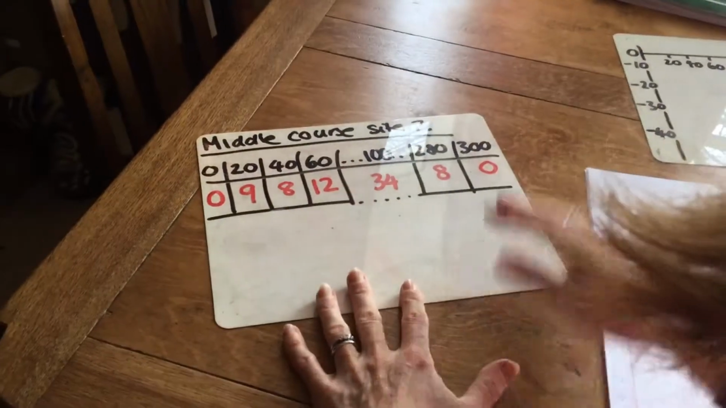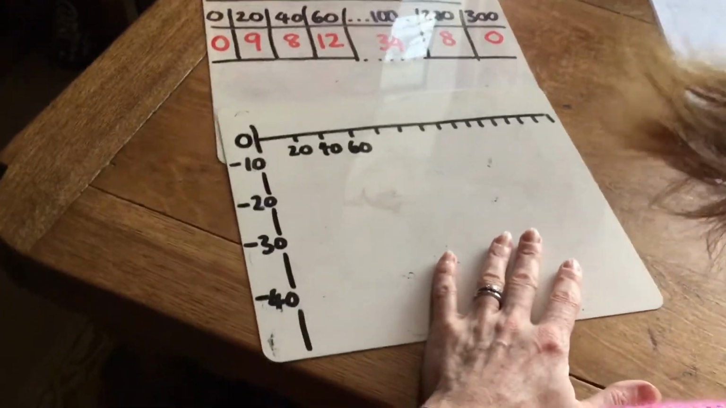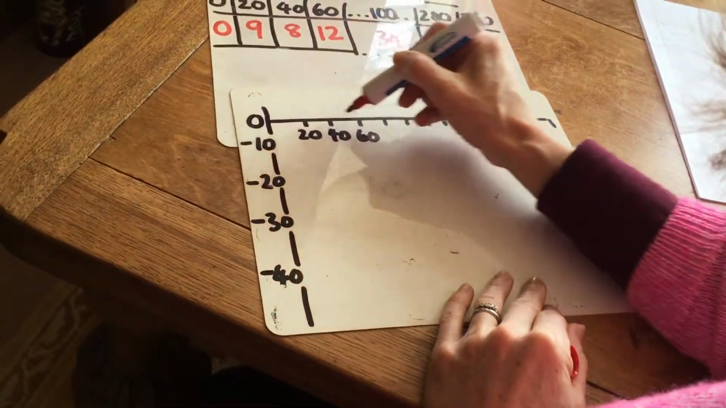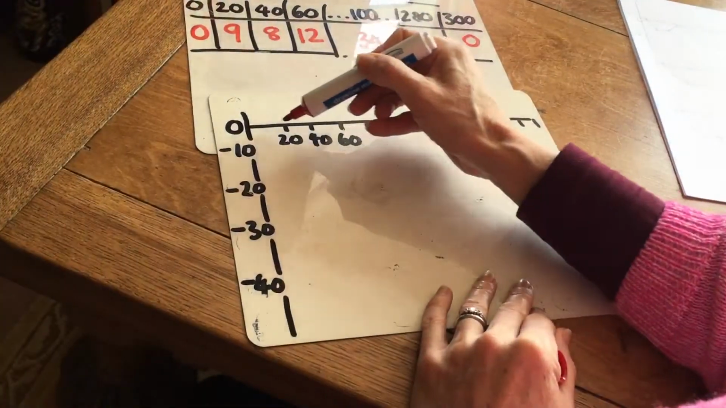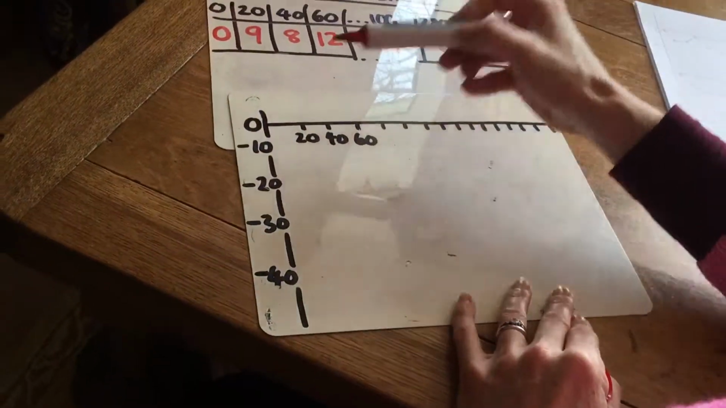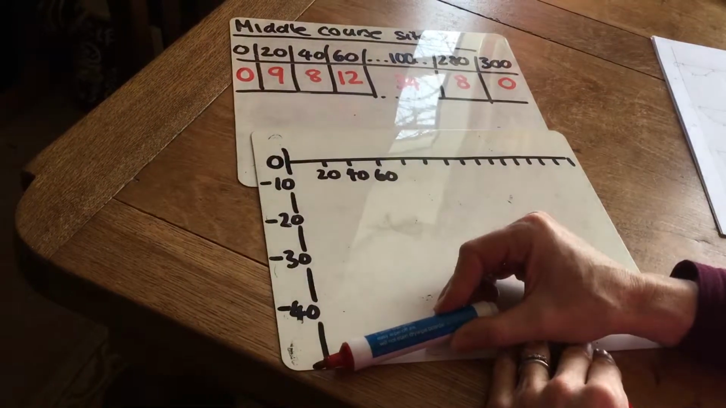Okay, so with that data, we're then going to use a graph. So I've drawn the graph here. So the top line here is the level of the water, the surface of the water. So the figures that we collected here then become negative numbers because they're going below the level of the water.